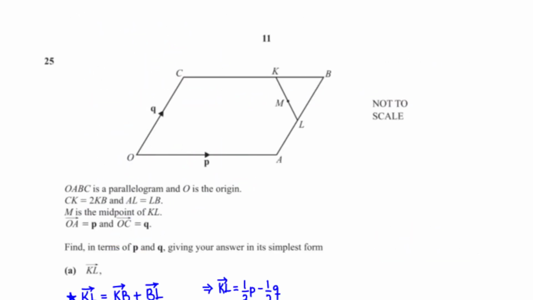OABC is a parallelogram and O is the origin. CK equals 2KB and AL equals LB. M is the midpoint of KL. OA equals P and OC equals Q. Find, in terms of P and Q, giving your answer in its simplest form, KL.